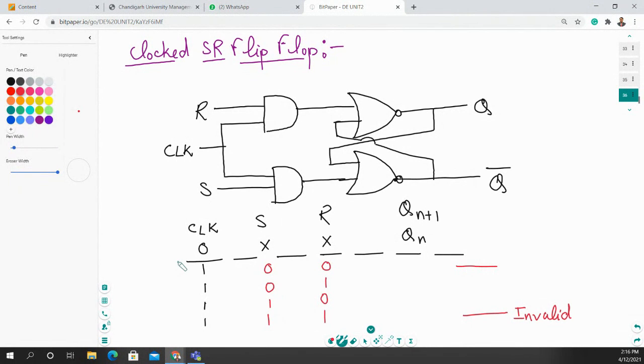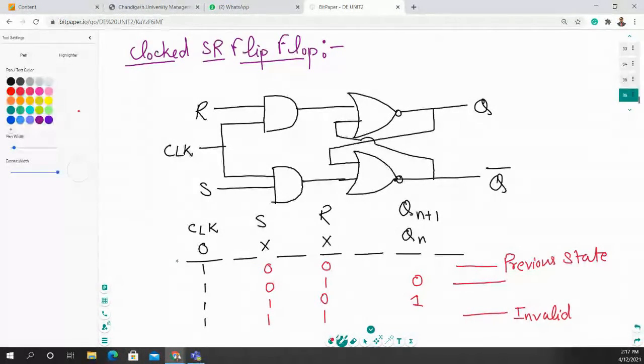Okay, when you apply the 0 0 input, its output will depend upon the previous state. Yes, it depends upon the previous state. And what is the output when you apply 0 1? The output Qn is 0, and when you apply 1 0, then the output is 1.